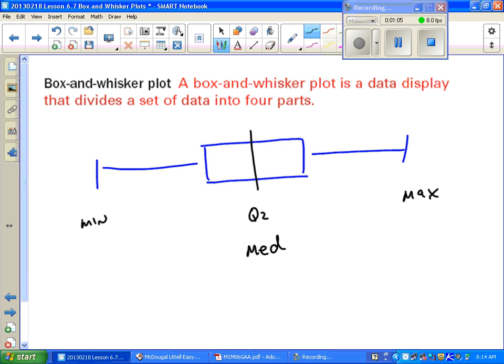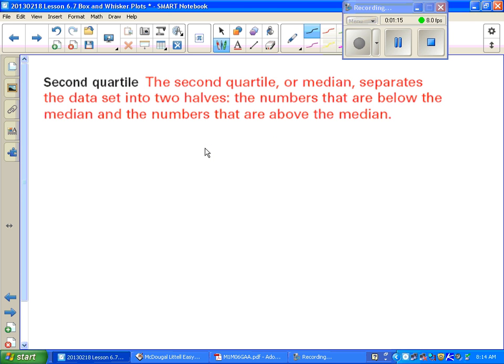The Q1 is the one that falls at the beginning of the box, and the Q3 falls at the end of the box. And those are just the medians of the first half and the second half, respectively. We'll look at those. Second quartile, notice it's out of order: second, then first, then third, because the second is the one that you find first. It's the median. It's the number that separates the data into two halves. So if you have a set of data, the second quartile, the Q2, or the median, cuts it in half.